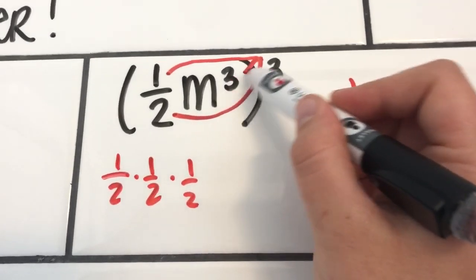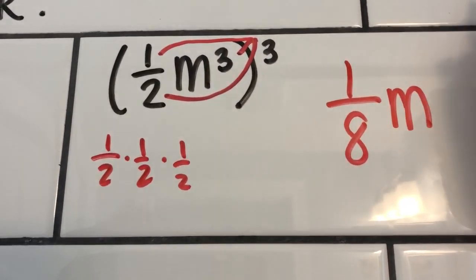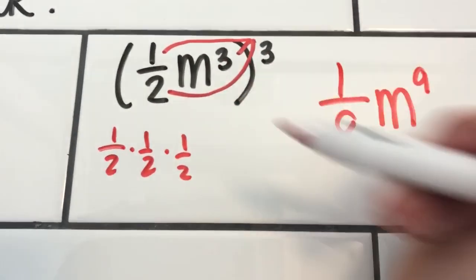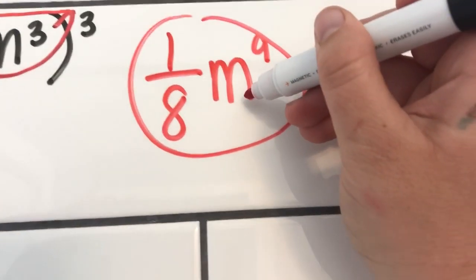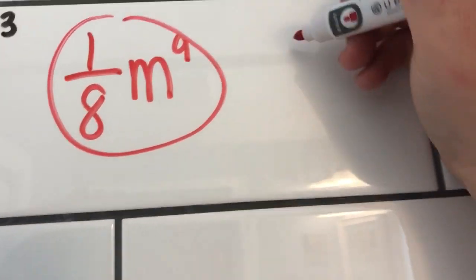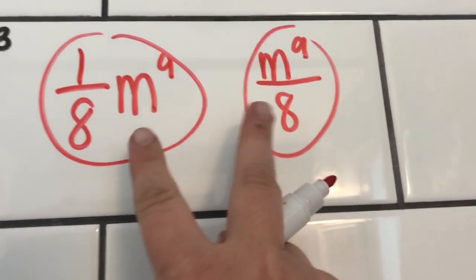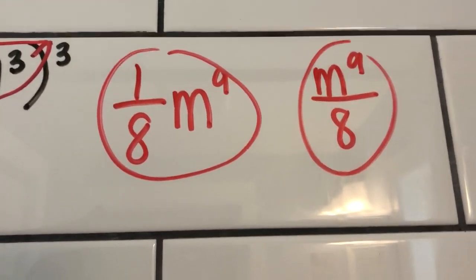And I know when I raise a power to a power, I multiply. That's the rule we learned yesterday. So I have 1/8 m to the power of 9, because 3 times 3 is 9. Now you can write it this way. This technically goes in the numerator, so some kids would end up writing it just like this. These two mean the same exact thing. It doesn't matter which way you choose.